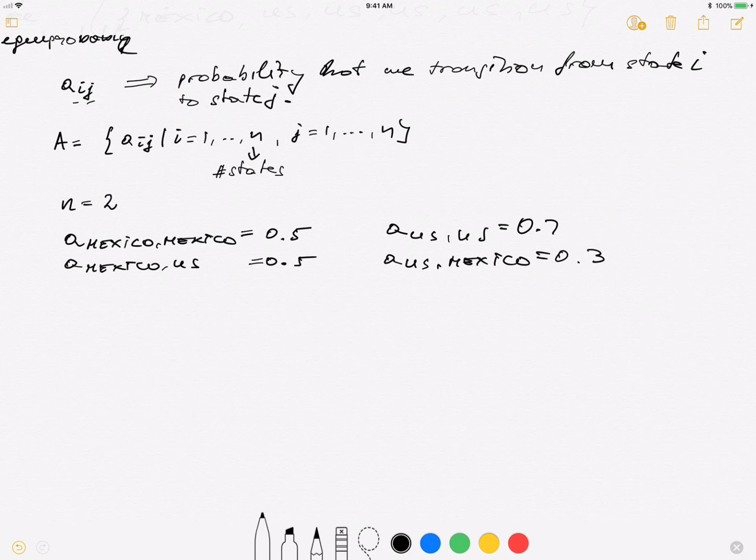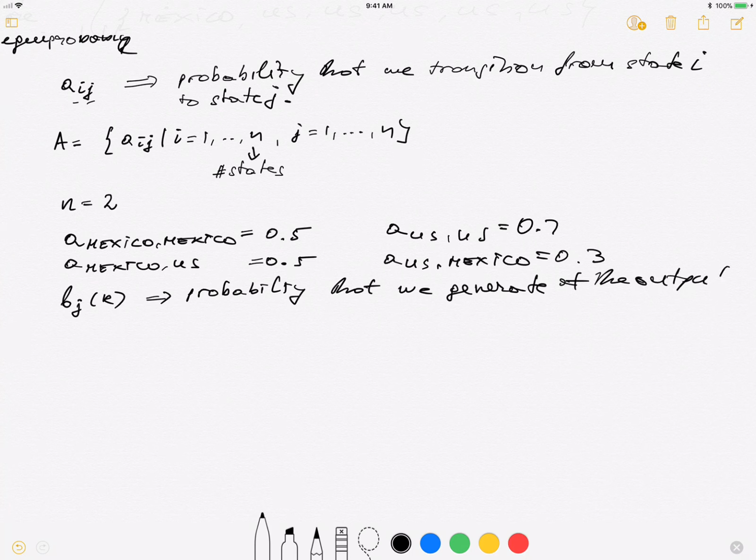And to formalize further, I also need to introduce a symbol which I call bj of k. What is bj of k? It is the probability that we generate at the output the kth symbol, assuming we are in state j.